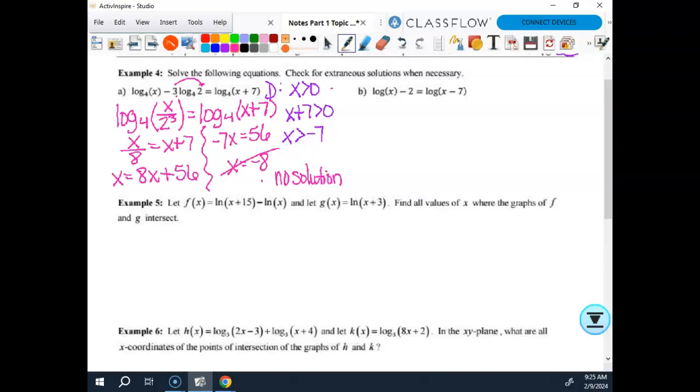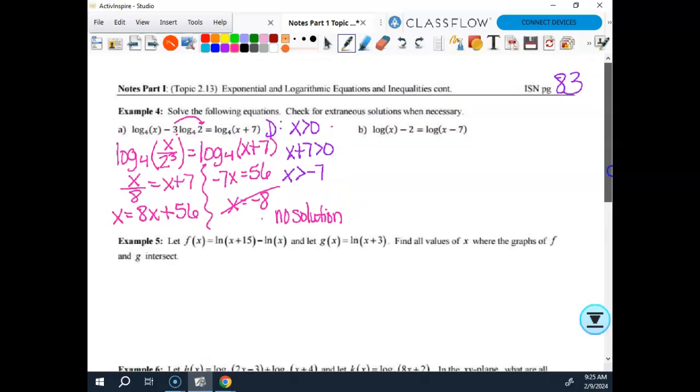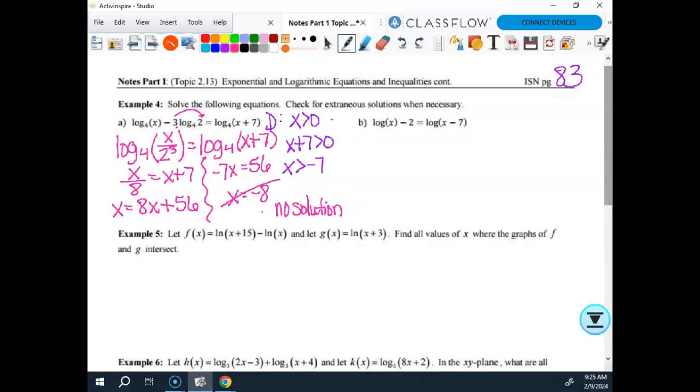All right, so I'm going to change B, and then I'm going to have you work on it on your own. So let's see, we're going to change this to log of, how can I write this? Log of x plus 3 times the log of 2 equals log of 2x minus 7. There we go.